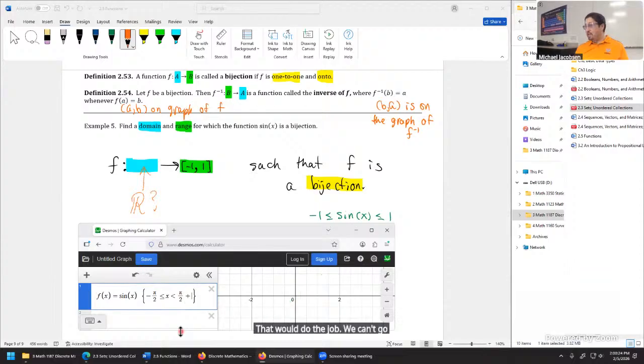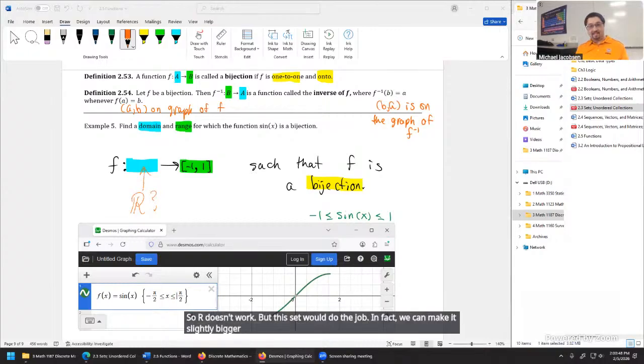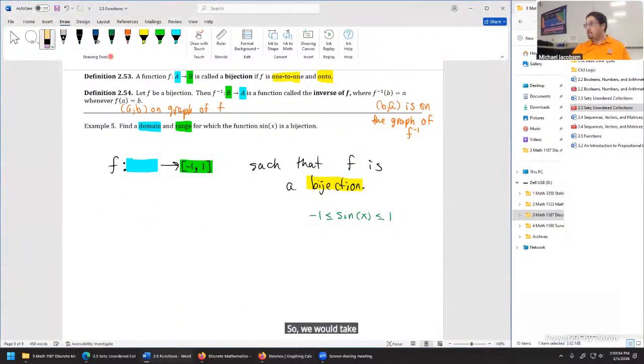We can't go beyond pi/2, add say +1 or any small value. Let's go to 1 just so it's easy to see on the graph. We lose one-to-one if we go beyond pi/2, so we really have to stop there. And same if we go beyond -pi/2. So R doesn't work, but this set would do the job. In fact, we can make it slightly bigger by 1 point, and that's what we would usually take the sine inverse to be. So we would take F to go from -pi/2 up to +pi/2. So that's the domain and range that gives F as a bijection.